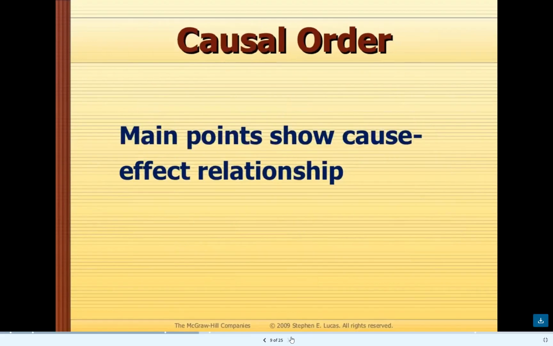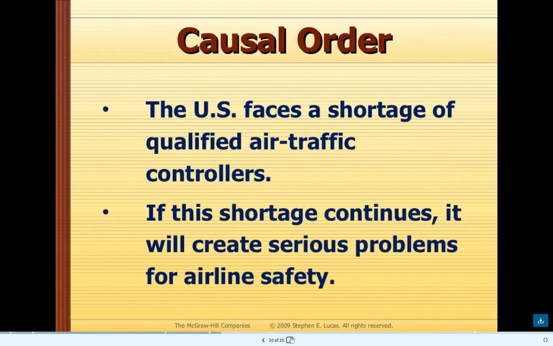Now, moving on to another point, which is causal order, which means main points show a cause-effect relationship. Let's have a look at the example. The US faces a shortage of qualified air traffic controllers. This is a problem. Now, this is a cause. And the effect of that is, if this shortage continues, it will create serious problems for airline safety. So we have cause and we have effect, and that's what we call causal order.